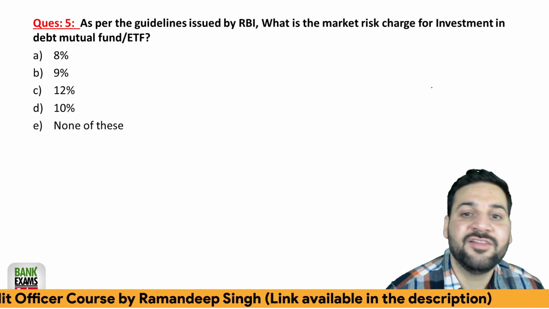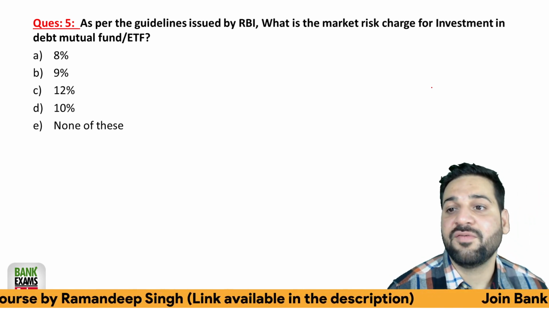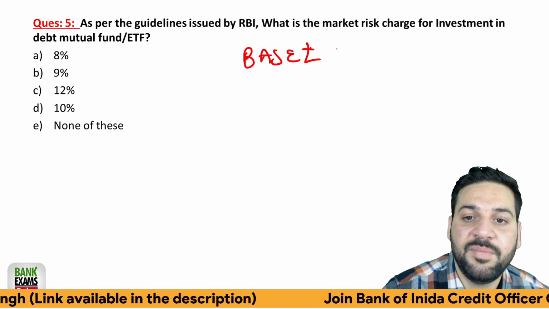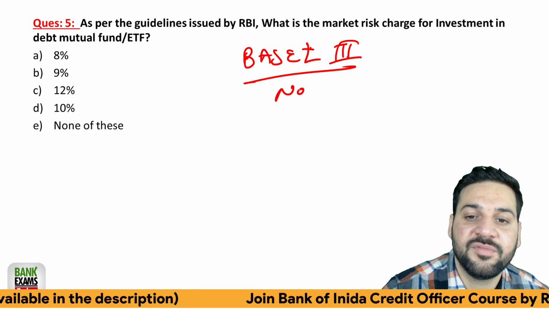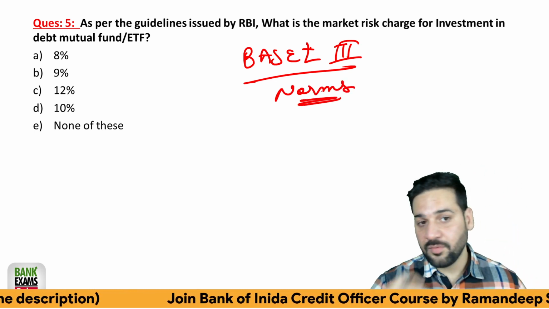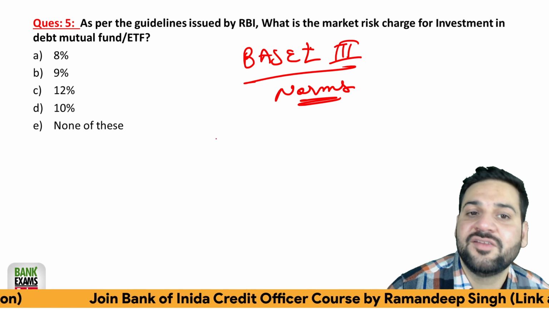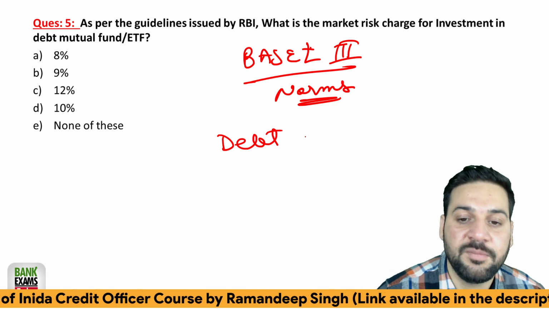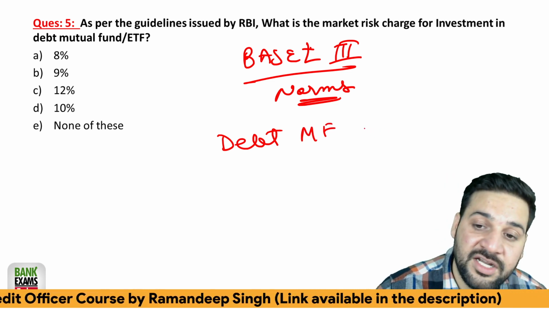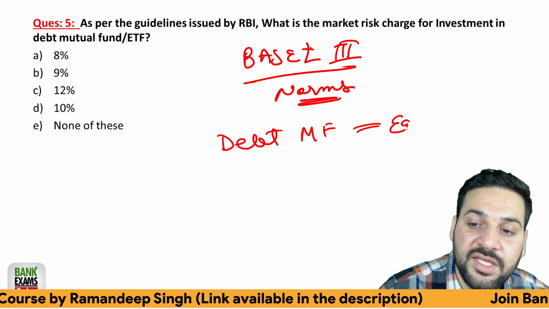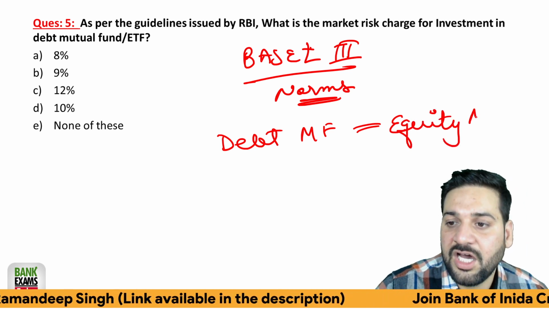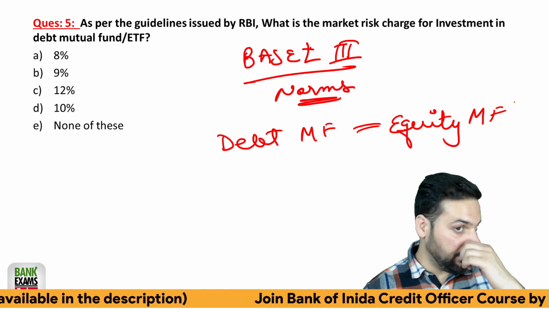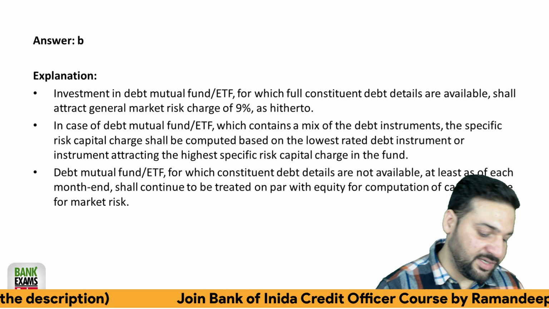So as per the guidelines issued by RBI, the market risk charge for the investment in debt mutual fund as per the Basel III norms, Basel III norms के according. So basically, before these guidelines, the risk of debt mutual fund was treated as par with equity, which is not correct. So RBI fixed it. RBI ने इसको fix किया है. And now the weighted risk charge to the debt mutual fund has been changed.